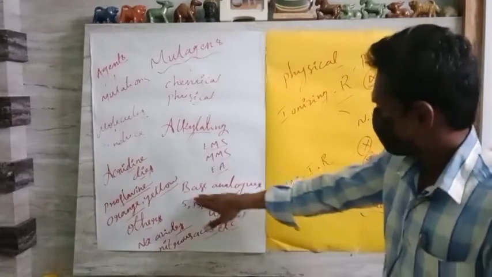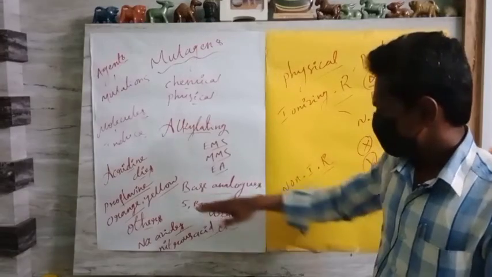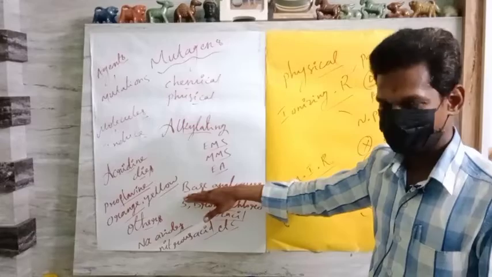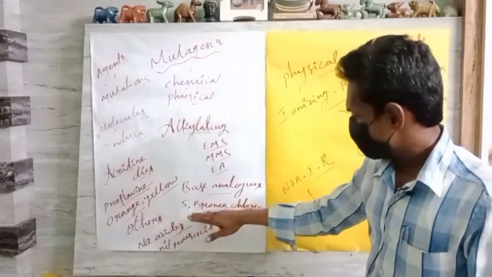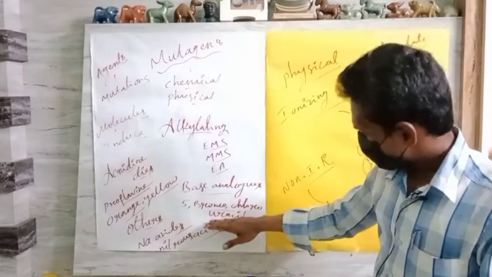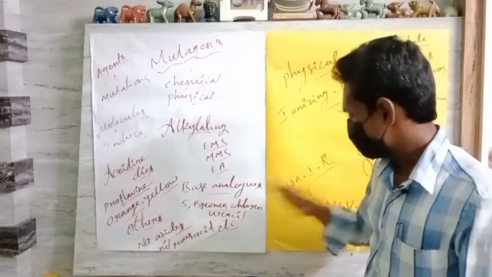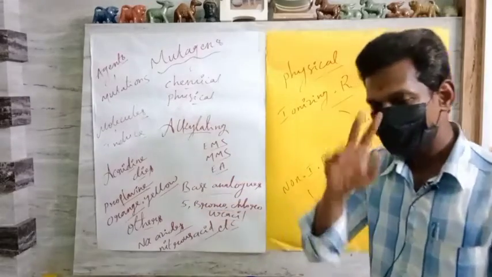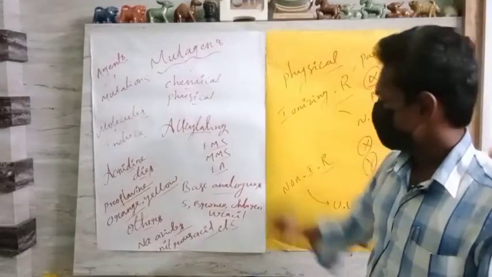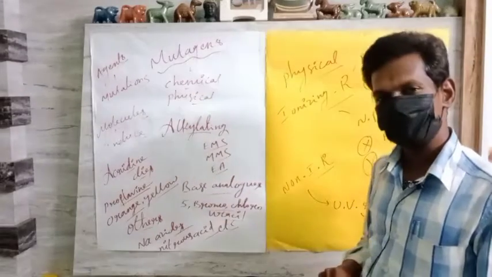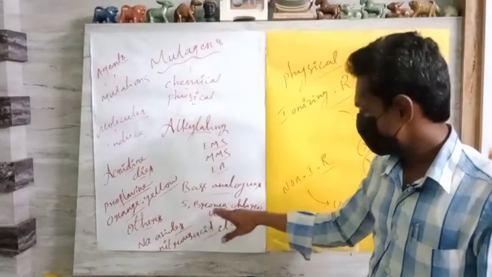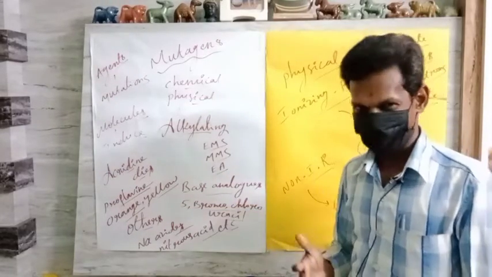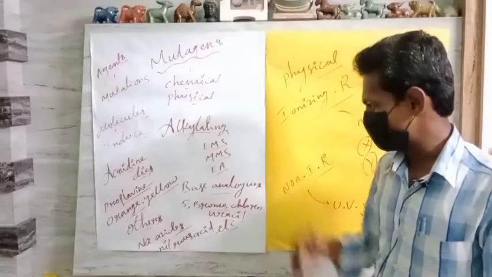The next one, base analogues. Under these base analogues, in the sense, these are basic in nature: 5 bromouracil and 5 chlorouracil. So there are two main types of mutagens under base analogues. One is 5 bromouracil and another one is 5 chlorouracil. These two come under base analogues.